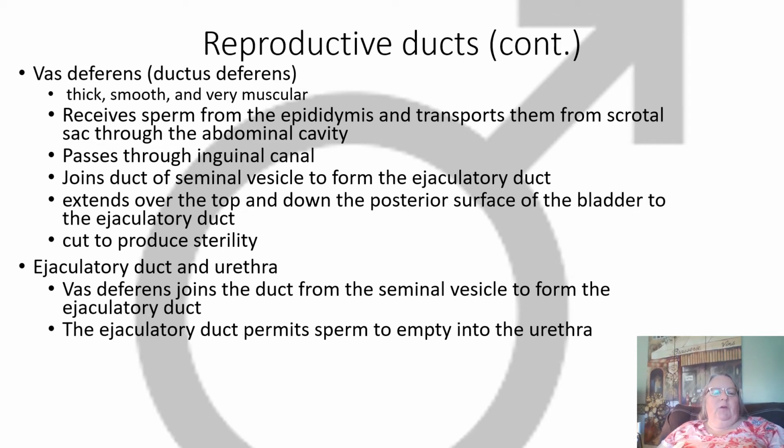If you hear of somebody having a vasectomy to promote sterility, this is what they do. They cut or burn that, and so the sperm cannot be ejaculated. The vas deferens joins the duct of the seminal vesicles to form the ejaculatory duct. The ejaculatory duct permits the sperm and semen to empty into the urethra.